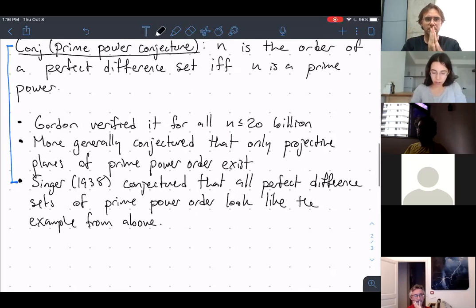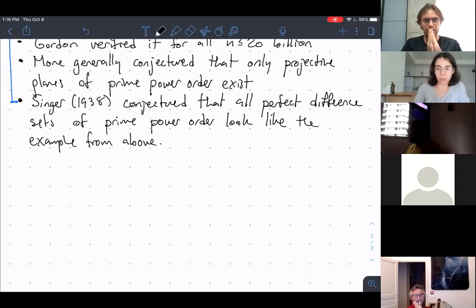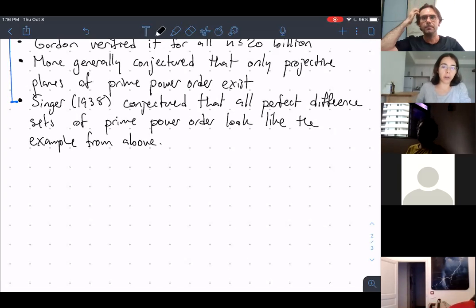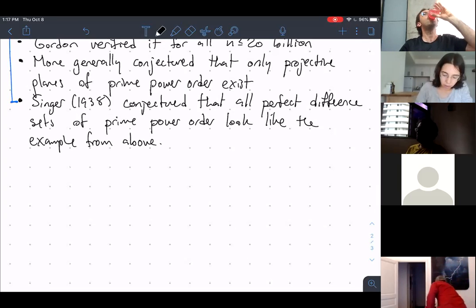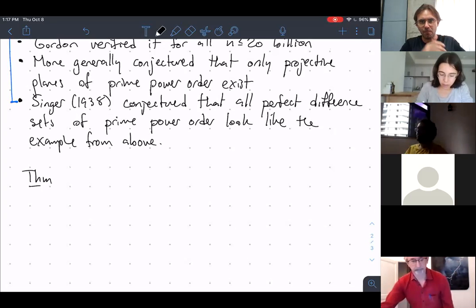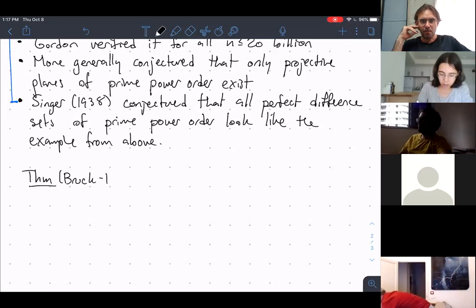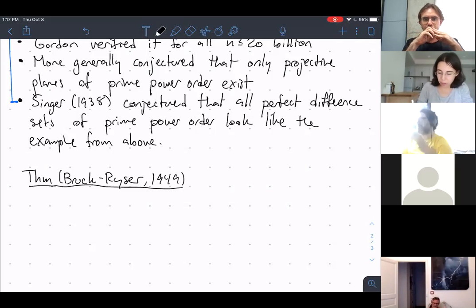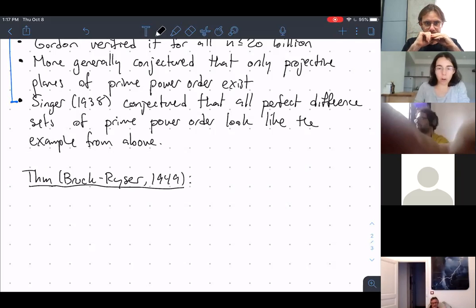So the strongest results known towards the prime power conjecture, besides checking computationally up really high, are results that remove certain congruence classes from possibly being orders of perfect difference sets. One example of such a result is due to Bruck and Ryser. It's actually more general than perfect difference sets. It's actually about all finite projective planes.